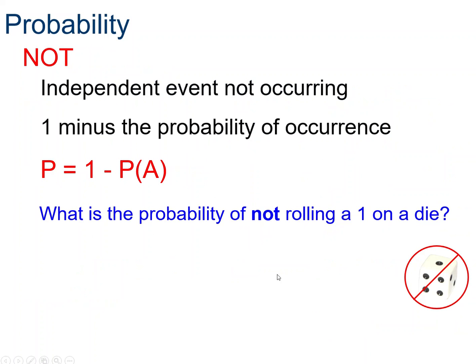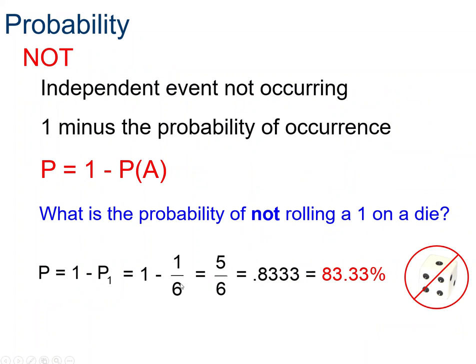And then not, what is the probability of not rolling a 1 on a die? 1 minus 1 over 6. We now have an 83.33% chance of not rolling a 1 on a die.